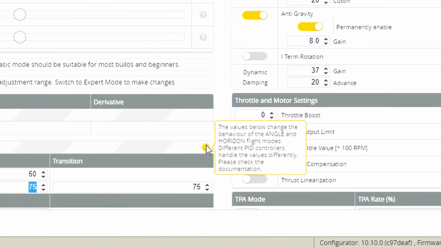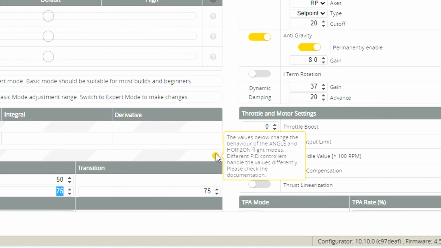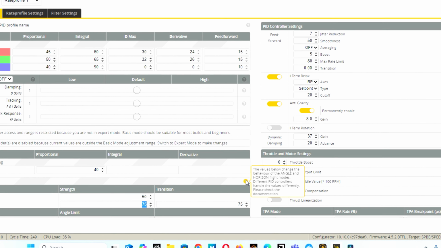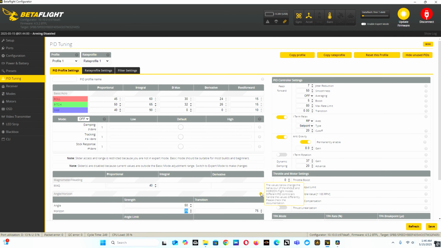Even Betaflight says it clearly: the values below change the behavior of angle and horizon flight modes. So yes, tuning does happen here.